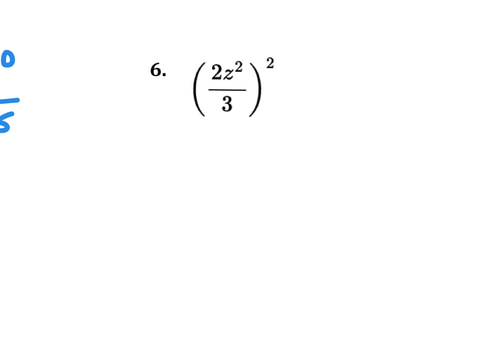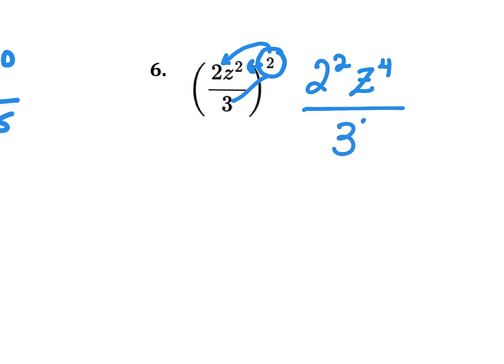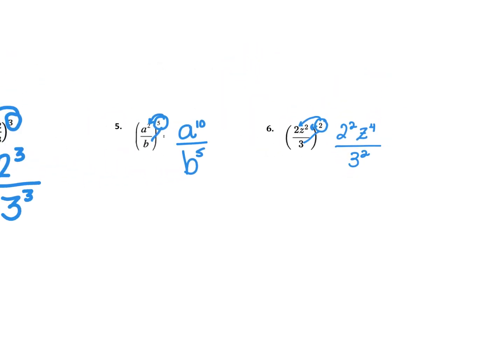In number 6, you want to be a little careful about this because we're going to take this exponent of 2 and we have to put it on each thing. So first we'll put it onto the 2, we'll get 2 squared. Sometimes people forget that one. Then we'll put it on the z that already has a 2, so that will become z to the 4th. And then we'll also put it in the denominator on the 3 for 3 squared.